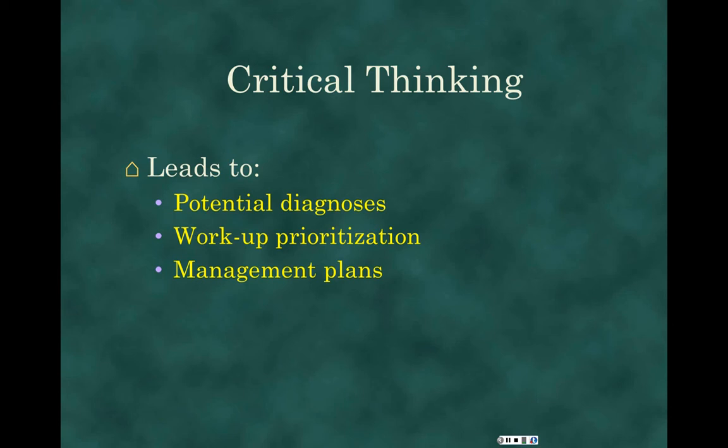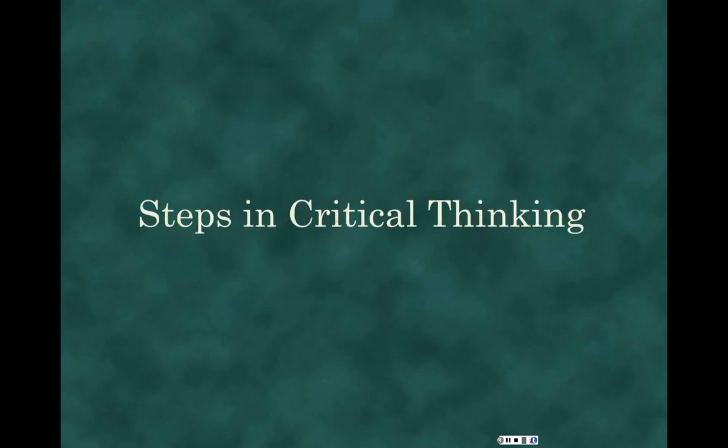Now, the management plan takes into account all of the information about your diagnosis. What is the best evidence? What are the current guidelines? What do they describe for the management of this particular condition? And then, in addition to that, what the patient's needs or desires are and their resources, whether they have insurance, whether they don't have insurance. All of that is going to be taken into account in terms of developing your plan for the management of this particular problem. So let's talk about the steps in critical thinking.